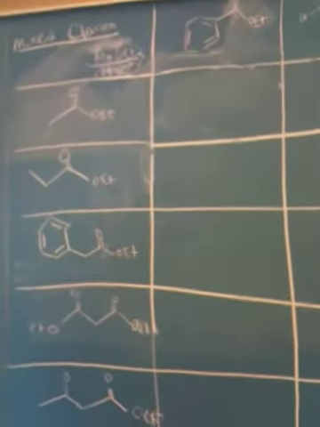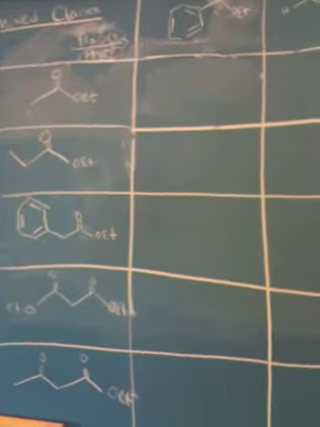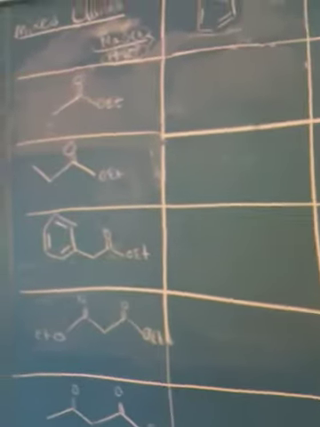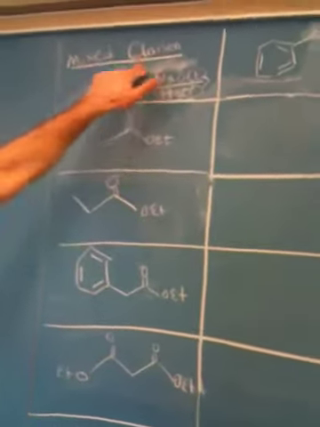Alright, so I'm going to go over the mixed Claisen. The Claisen normally happens with two of the same types of esters, meaning literally like they're identical. This is a chart of non-identical esters, so it is mixed because they're non-identical. So it's the mixed Claisen.